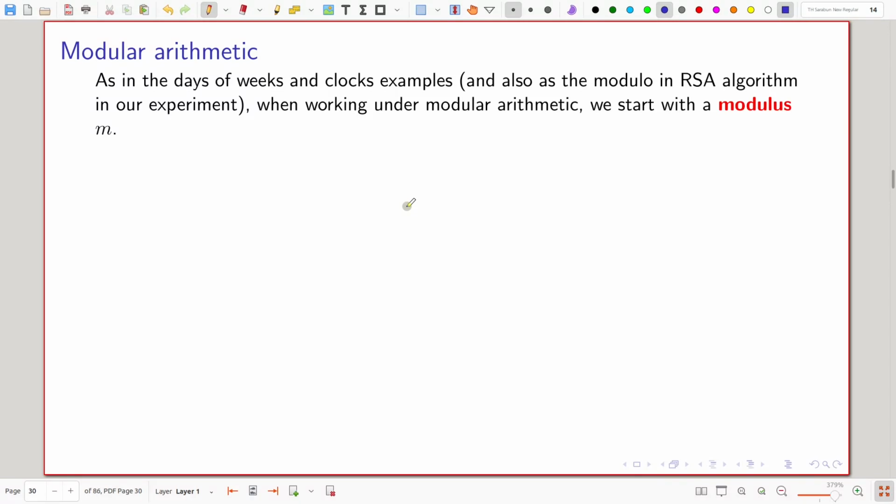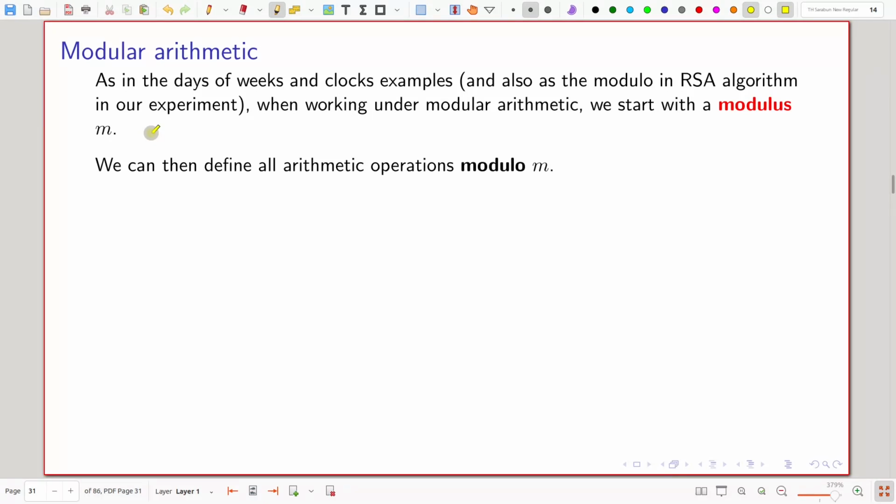When you do the RSA algorithm, we do everything modulo some number, right? So when working with modular arithmetic, we need to start with the modulus. The modulus m is a number that we use to take the modulo of everything that we do. When you add two numbers, after you've done the addition, you take the result modulo the modulus.